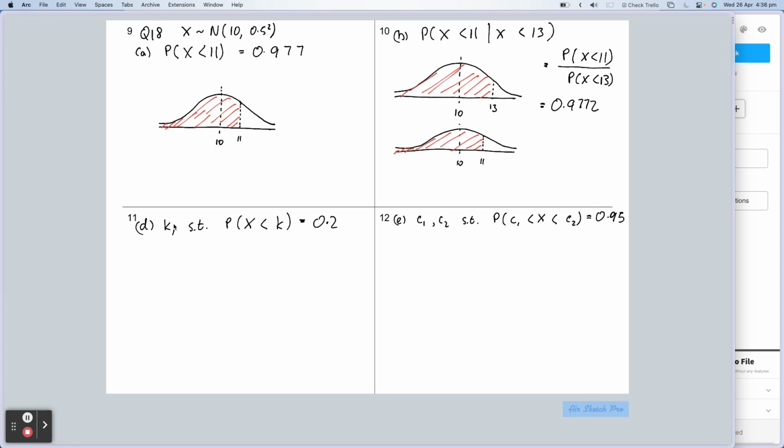So in D, we're going to work out K such that, that's what ST stands for, the probability of X less than K is equal to 0.2. And then E is a bit different again. I'll get to that in a second. This one's not too bad. So this is kind of in a diagram form.